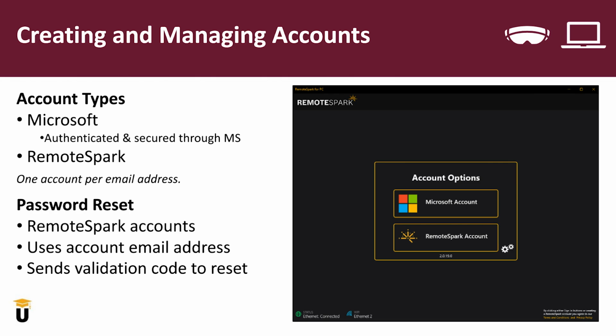Creating accounts in RemoteSpark is easy. There are two types of authentication methods. The first being the Microsoft authentication method. That leverages your corporate security. So if you've got two-factor authentication or passwordless, you can use that. We also recognize that not everywhere is a Microsoft shop. That's where the RemoteSpark account comes in, and that just uses a valid email address and password of your choosing. The RemoteSpark account also allows you to do a password reset should you forget it. Microsoft, if you forget it, you'll need to go back to the source.